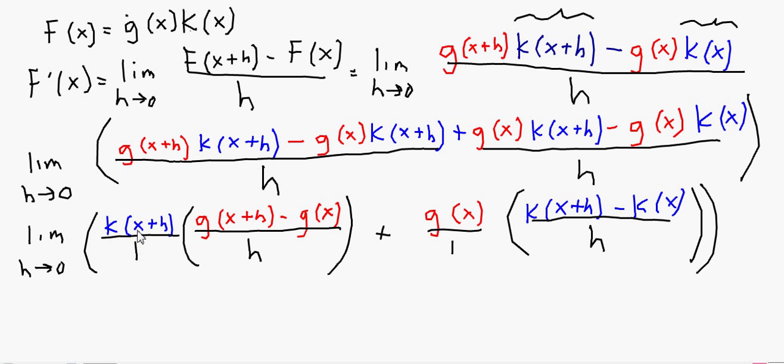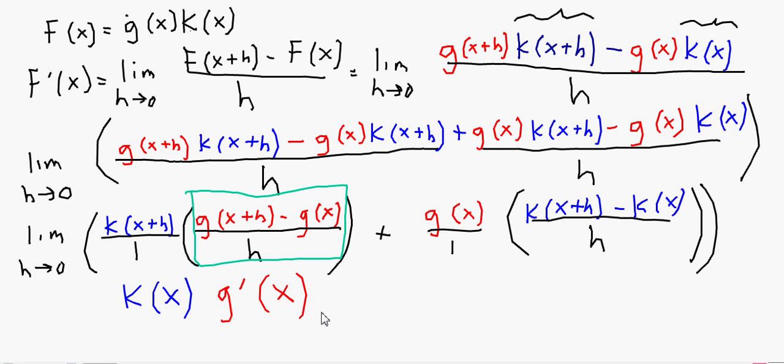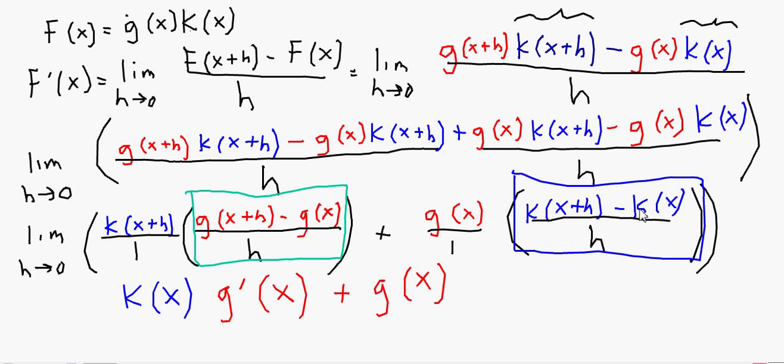As h goes to 0, well, k of x plus h just becomes k of x. Times this whole mess here, we'll box it off in green, this right here is the difference quotient. And if h is going to 0, which it is, we got a limit, still inside the limit, then this is the same exact thing as the derivative of g. Hallelujah. It's just g prime of x. Plus, g of x is just g of x, ain't no thing, times, now we have the limit h is going to 0 of this thing right here, this big fraction. Well, what is that? That's just the derivative of k.